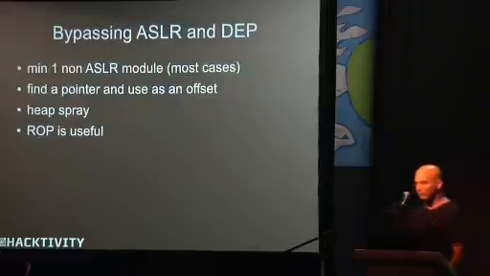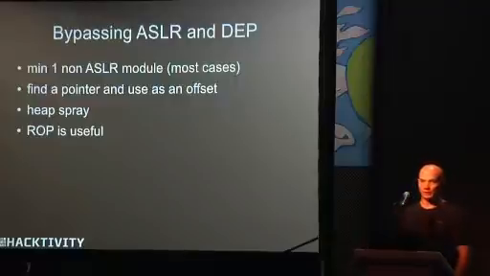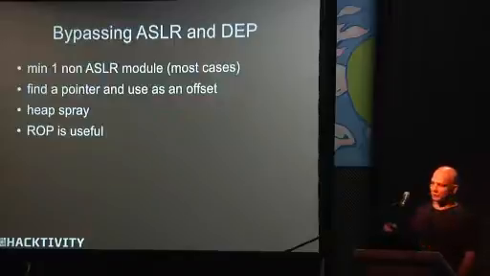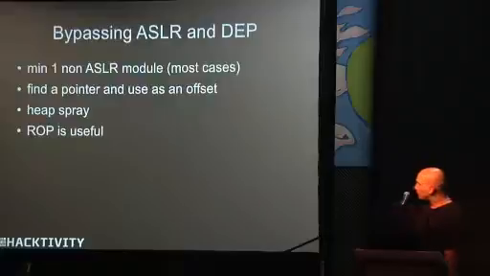We need at least one non-ASLR module in the loaded exploited environment. This is the case in about 99% of all cases. If we find such a thing, then we can build on it with fixed addresses. With the offsets we can reach modules and functions with which we can bypass DEP, and we are ready. Find a pointer and use an offset.